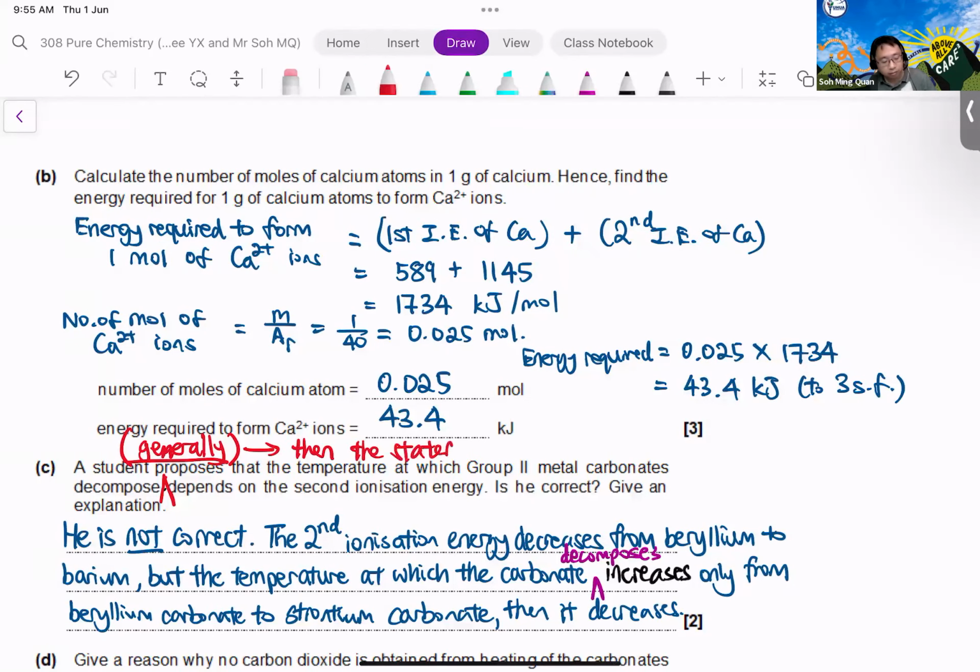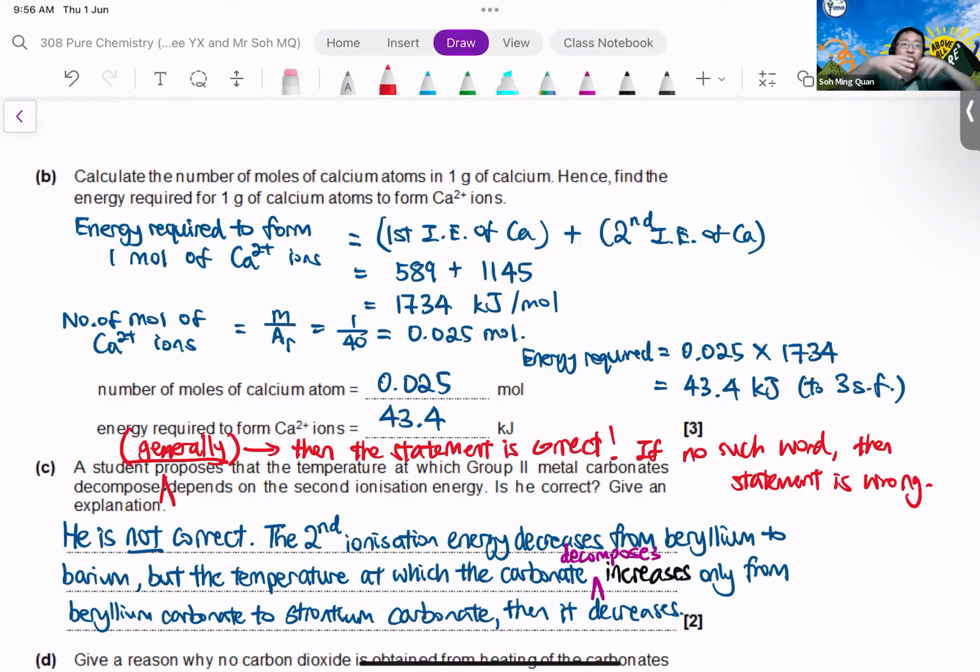If no such word, then the statement is wrong. So there's a difference. Generally depends means if there's one exception, two exceptions, okay, the majority still follows this trend. Generally, they follow this trend. However, because there's no such word in the question, generally, this means that the statement is wrong. Okay, so we need to differentiate these two. All right.